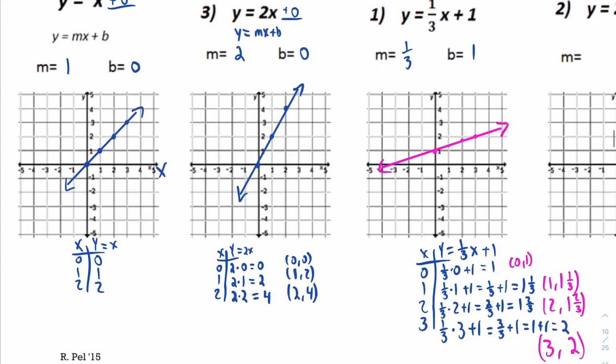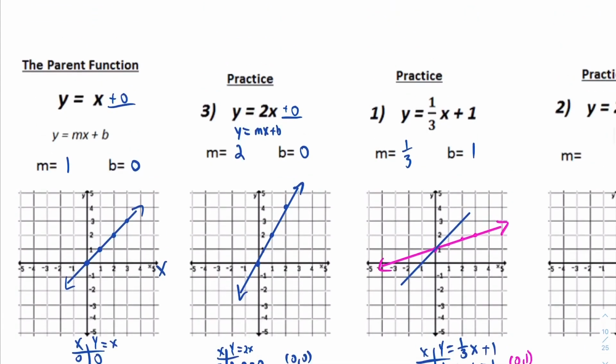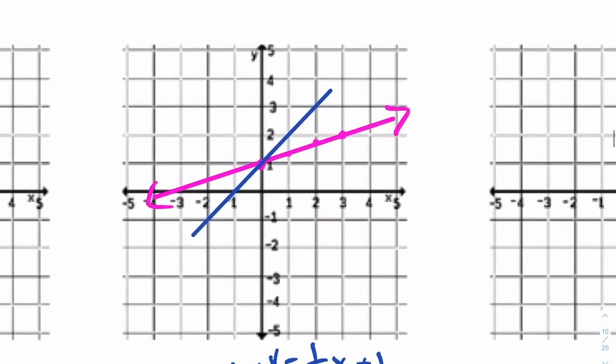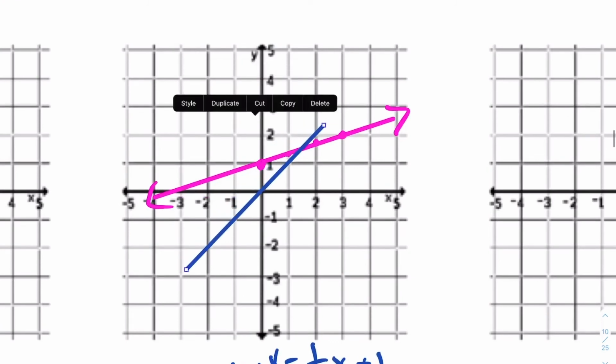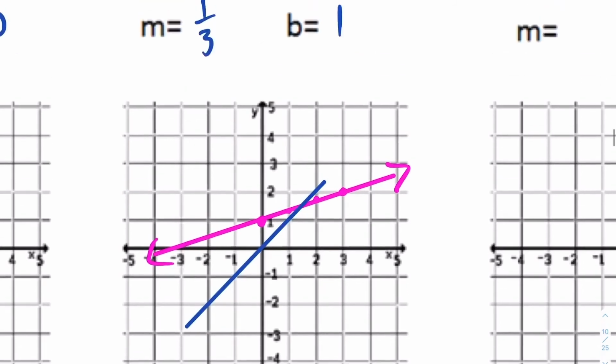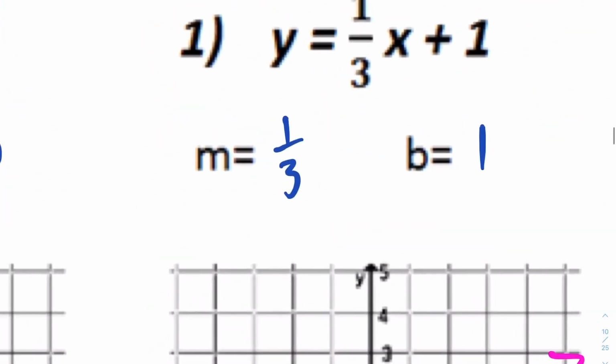If we compare, let's see if I can copy paste this. Copy, paste. I copied and pasted the exact line for y equals x, the parent function, and I put it on here. Oh, let me move it down. So now we can directly see that the pink line is not as steep as y equals x. Y equals x is more steep. And the reason is this slope.